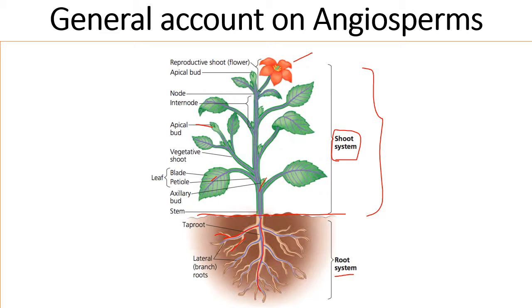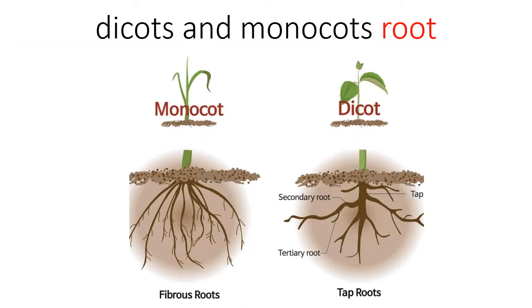So now let us study the comparative account of angiosperms. We will start with the root. If you see in monocotyledonous plants, see what kind of roots are there. There is a fibrous root system. You might have seen it in jowar, you might have seen the roots of wheat. There is a fibrous root system.